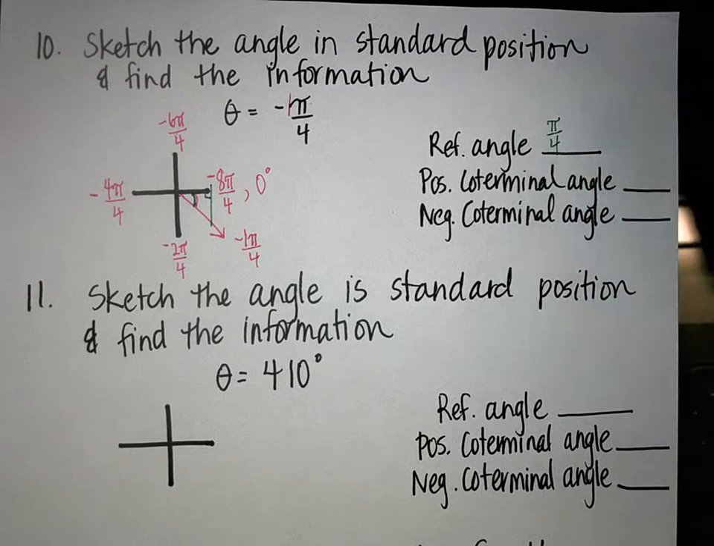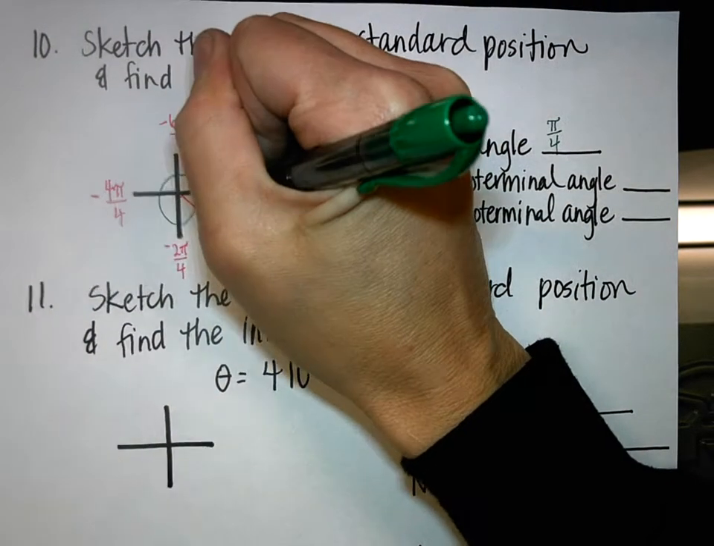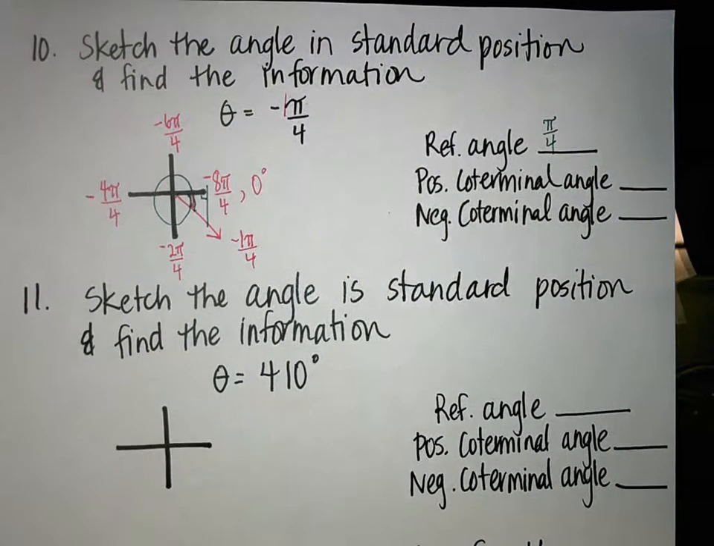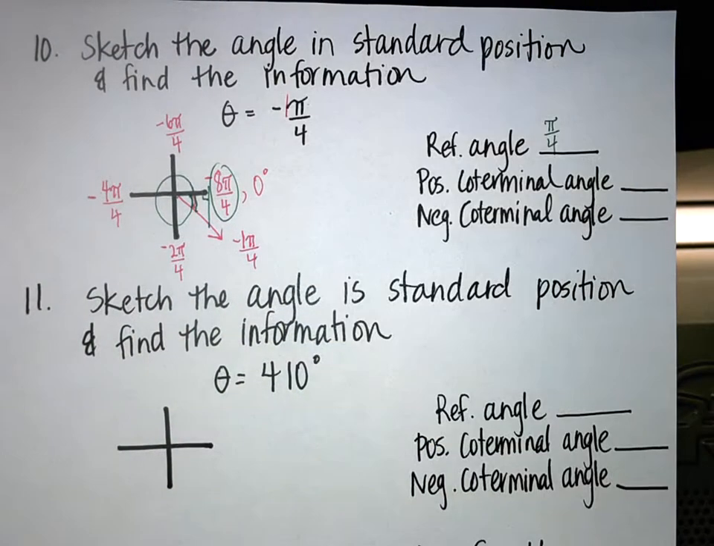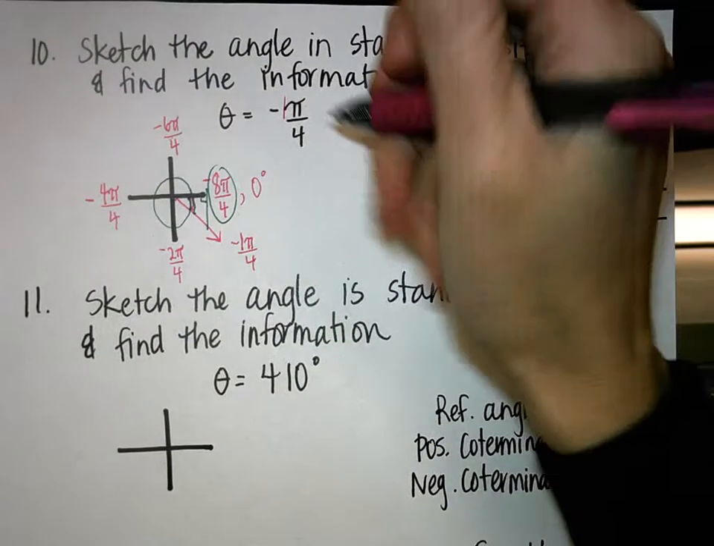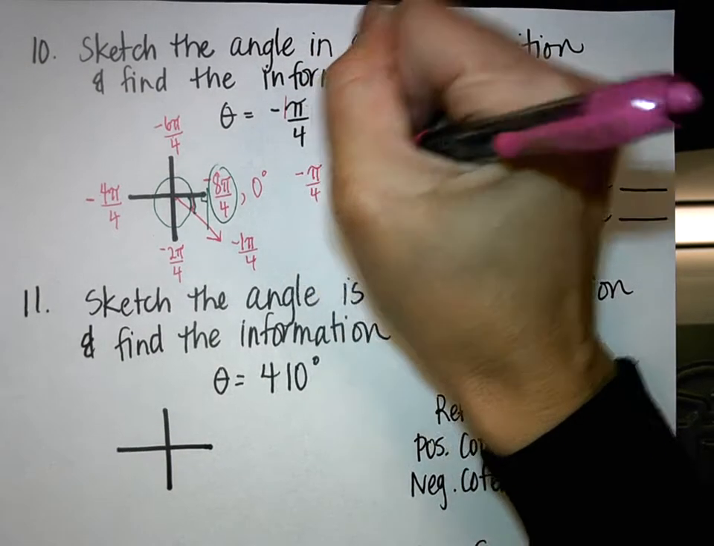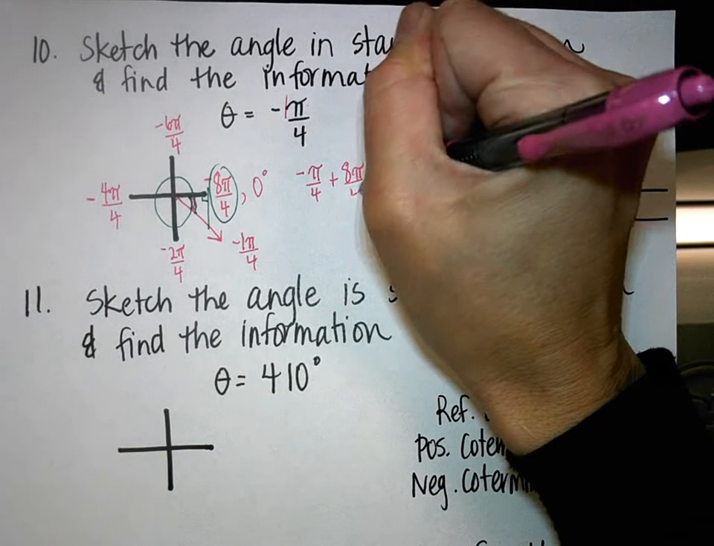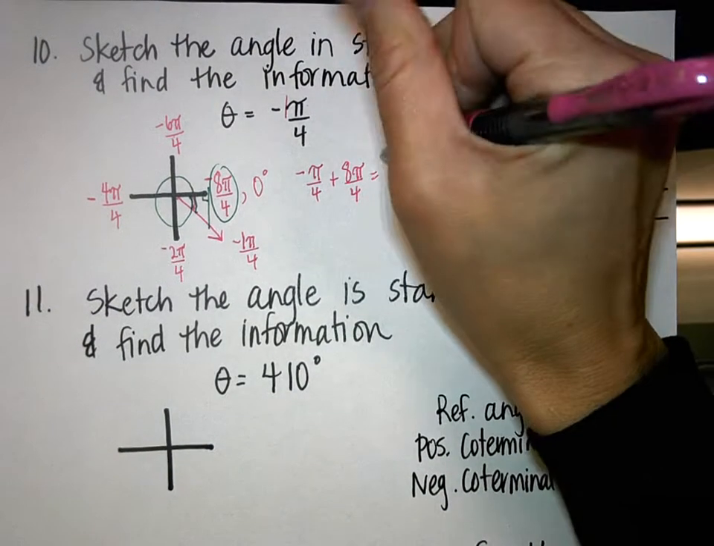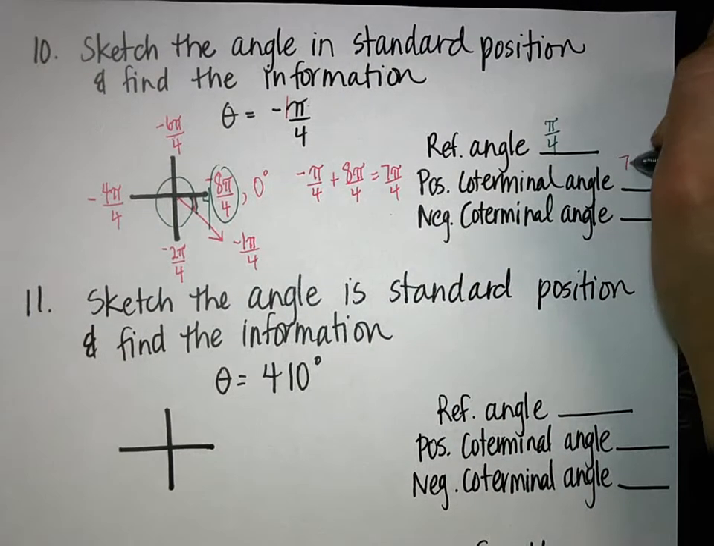In order to get a positive coterminal angle, we would need to wrap this around another 360 degrees. But in terms of radians, you are adding 2 pi. In this case, we know that 2 pi is 8 pi over 4 if we're keeping a common denominator. So for my positive coterminal angle, we take negative pi over 4 and add our 2 pi, which with a common denominator is 8 pi over 4. When you add that together, we end up with 7 pi over 4. So my coterminal angle is 7 pi over 4.